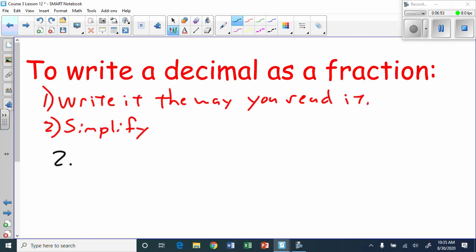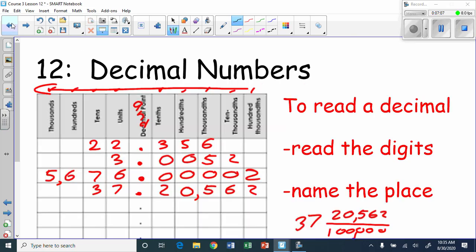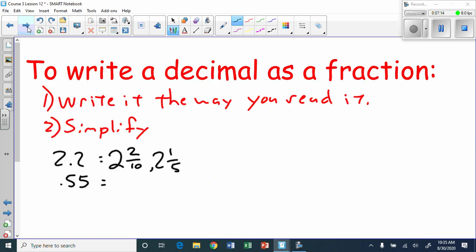So 2.2, we would read that as 2 and 2 tenths, and then simplify: 2 and 1/5. What is that number? If you don't remember, you go back to your chart. 55 hundredths. So 55 hundredths is 55 over 100. Divide both by 5 and I get 11 over 20. 55 hundredths is 11 20ths.